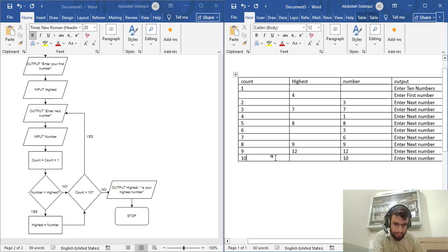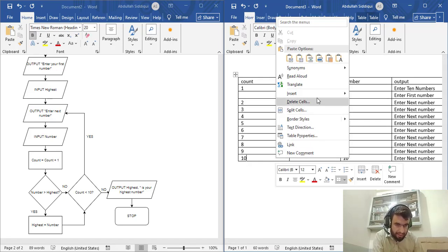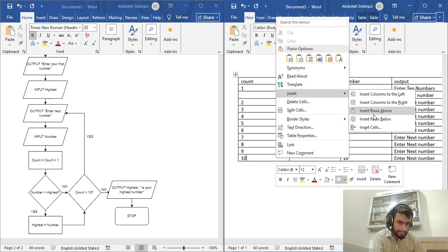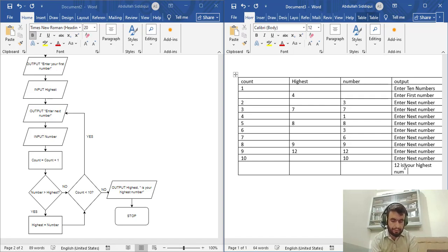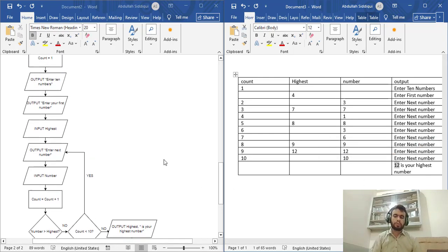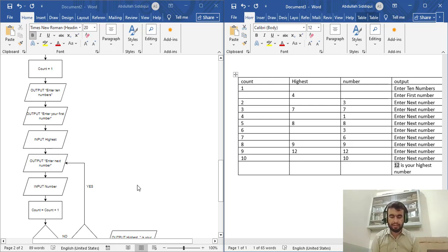For output, I am going to insert another row below. I have inserted output highest. What is highest? The highest variable is 12. We have to write 12 is your highest number. That was all about the trace table.